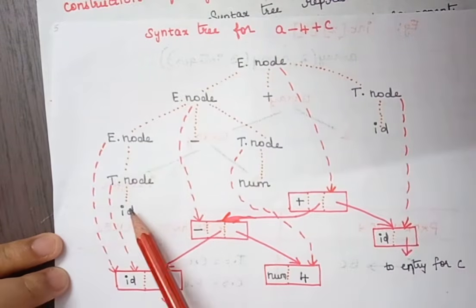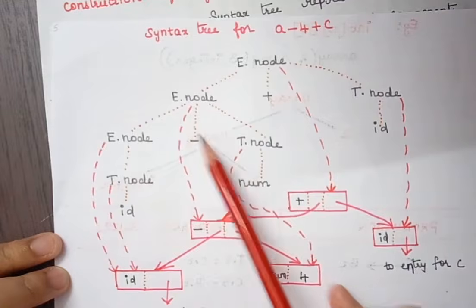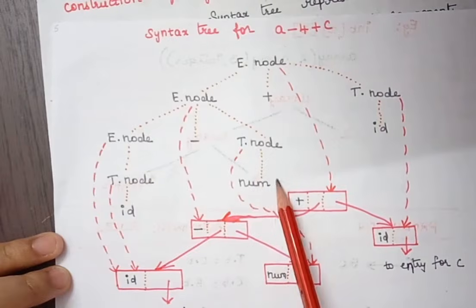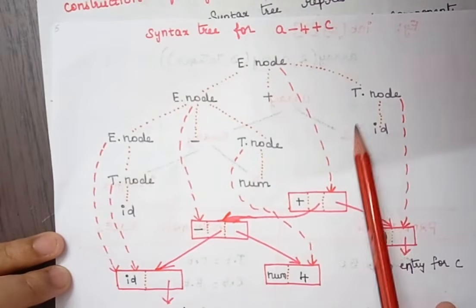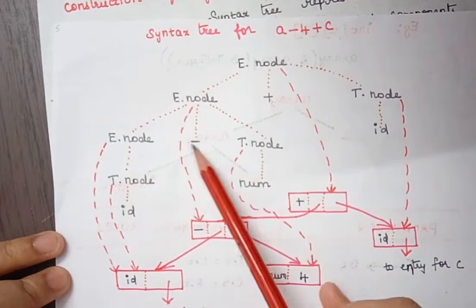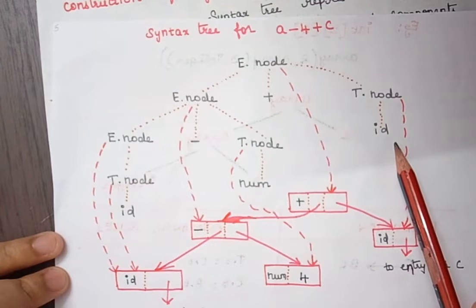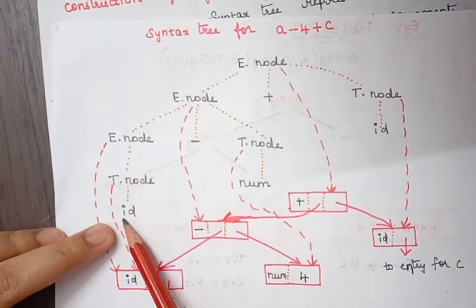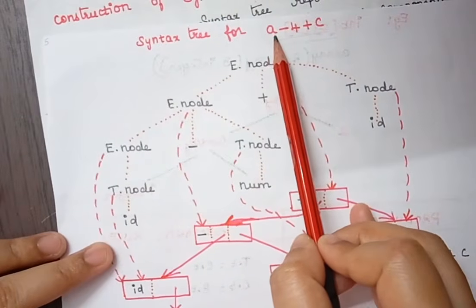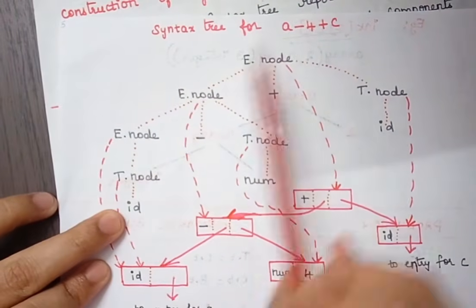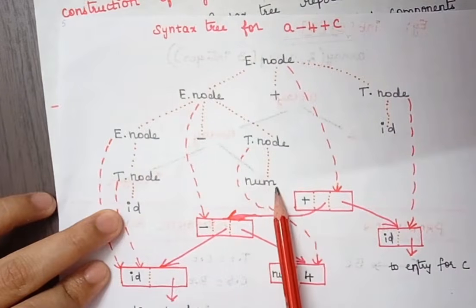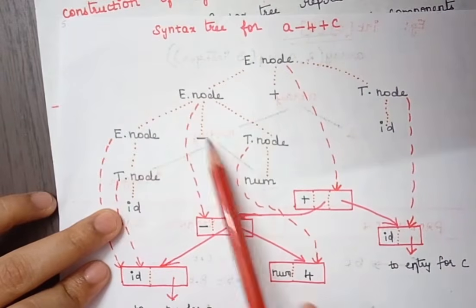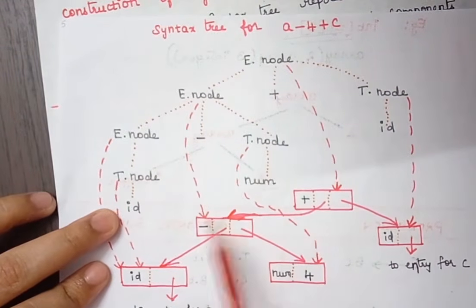So when you look at the leaves in the syntax tree, this is a terminal symbol, and this is a terminal symbol, this is also a terminal symbol, and this ID is also a terminal symbol. So all the leaves are terminal symbols in this syntax tree. Also we have derived this expression here: A is an ID, so ID minus num plus C, that is ID, right? So we derived this expression finally by this syntax tree.